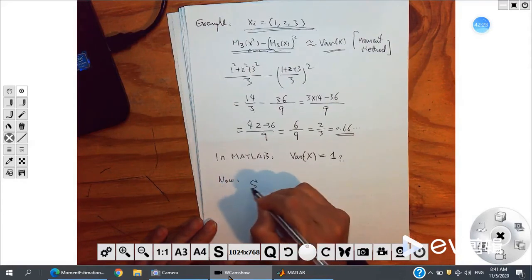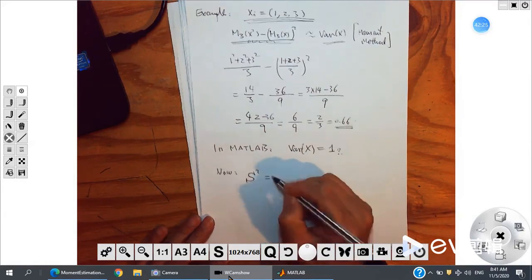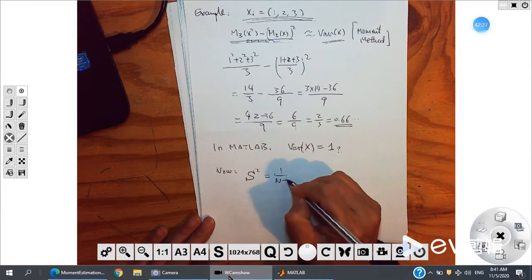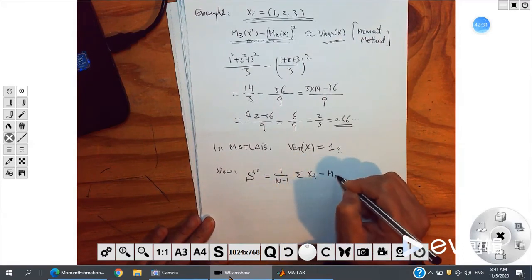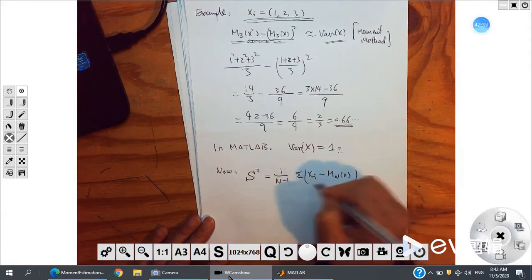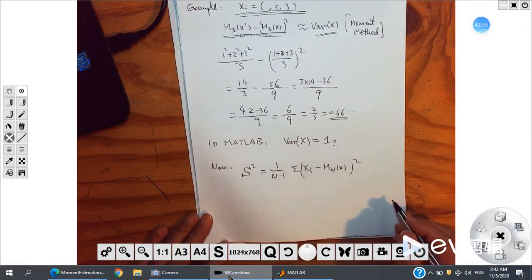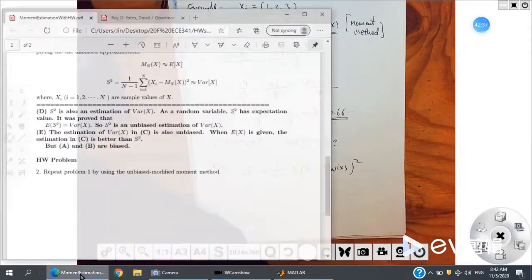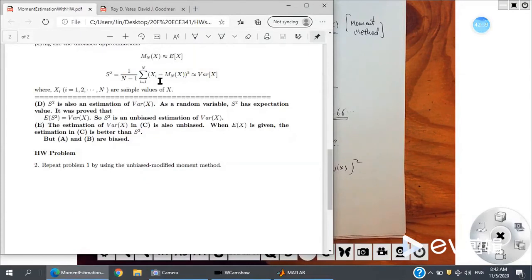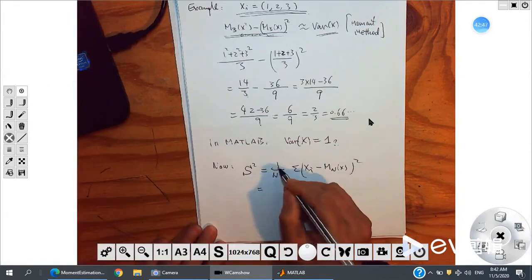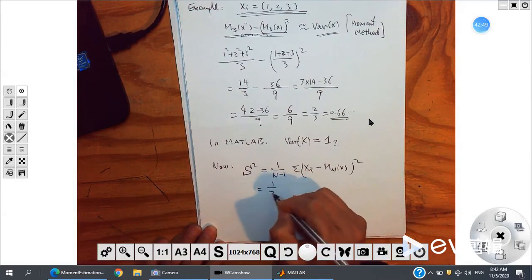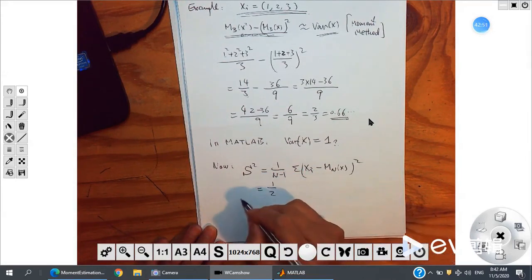What is s squared? S squared is 1 over n minus 1 times the summation of xi minus the mean of x, squared. This is this one. Right? This is s squared. Divided by n minus 1 here. So let's go back here. So now n is 3. So this is 1 over 2. Right? Because n is 3.